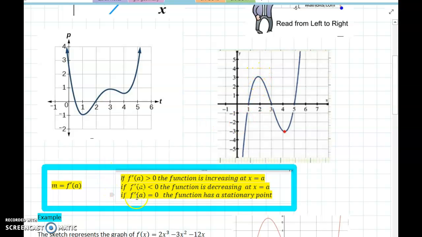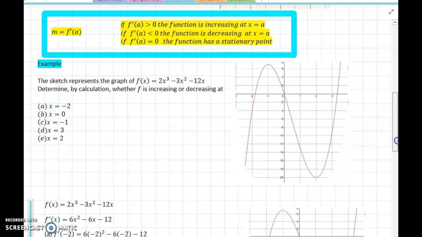Okay, so that's the important aspect here, that we can actually interpret the graph, where it's increasing based on the derivative, where it's decreasing, and where we have stationary points. These stationary points, this one here is also called a local minimum, that's called the local maximum, and we'll talk about that later when we come to the second derivative.